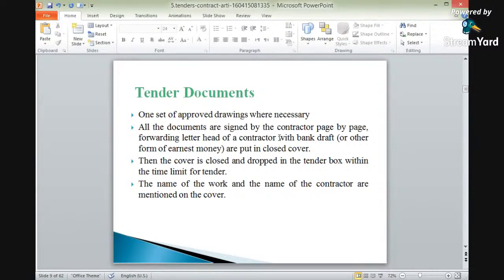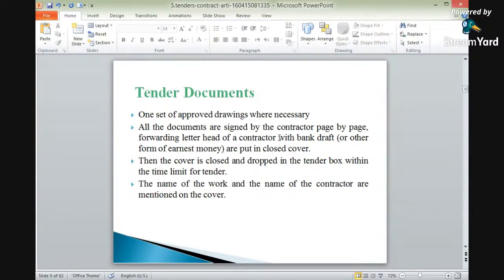If there is an earnest money, or a letter from the contractors with a bank draft, the DD is also to be taken care of. The earnest money is to be enclosed in a closed envelope and submitted. Then the cover is closed and dropped in a tender box within the time limit set for the tenders. Within that duration, it is to be given. So it is to be attached.